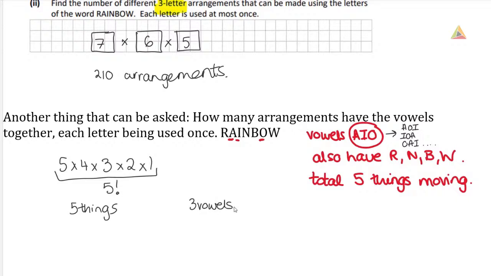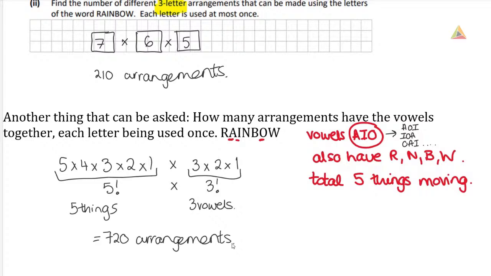So the 3 vowels, when we arrange them, we have 3 options for the first one. It could be an A, an I, or an O. And then we've used one of them, so we have 2 options, and then we've only 1 left. And that's the same as 3 factorial. So now we have 5 factorial being multiplied by 3 factorial, and when we put that into the calculator, we get 720 different arrangements. So there were 5,040 different arrangements of all 7 of the letters, and out of that, 720 of those arrangements have the 3 vowels together.